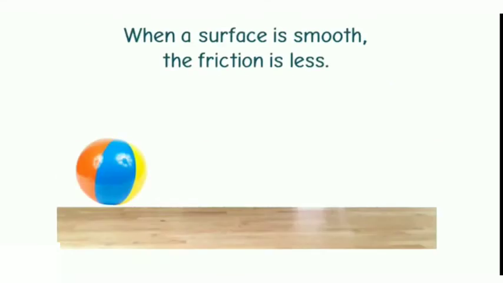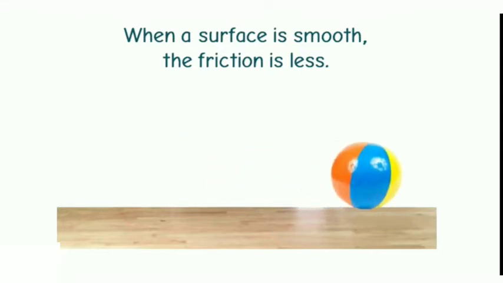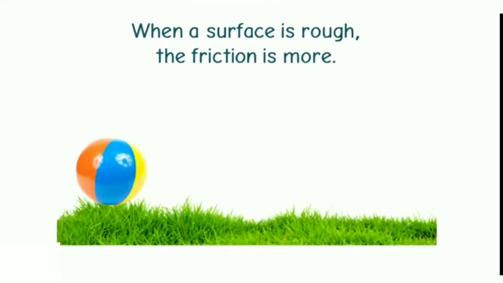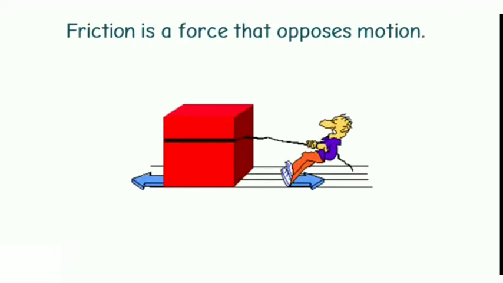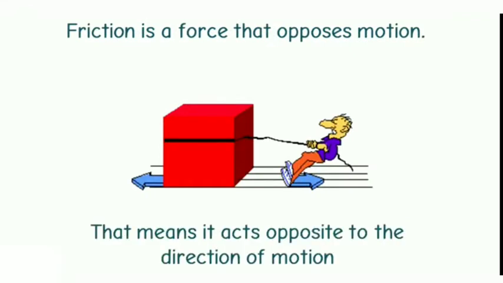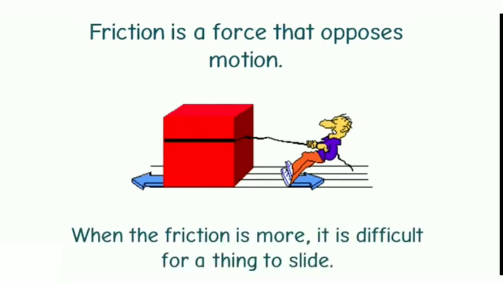When a surface is smooth, the friction is less. When a surface is rough, the friction is more. This time the friction is more. Friction is the force that opposes motion. That means it acts opposite to the direction of motion. When the friction is more, it is difficult for a thing to slide.